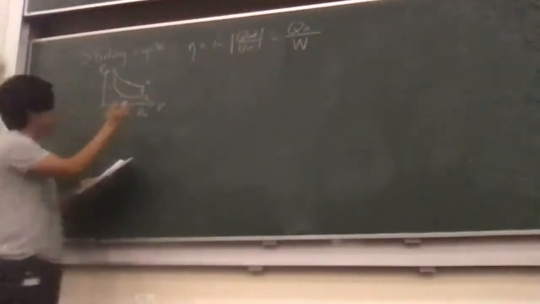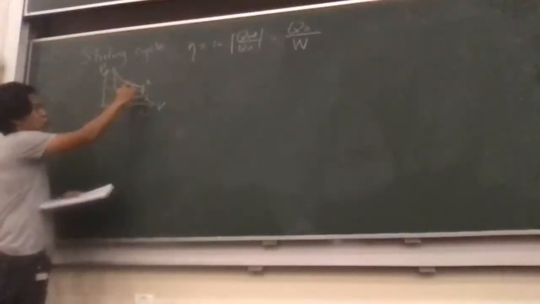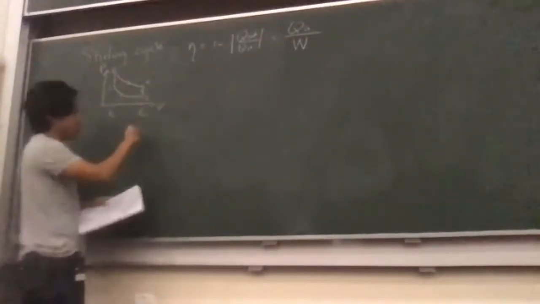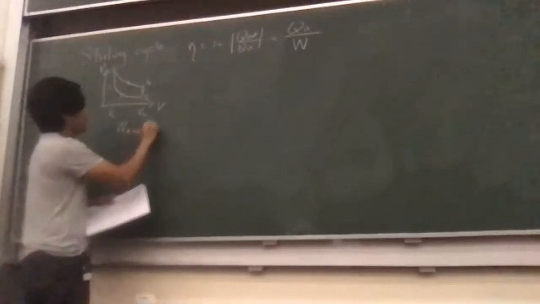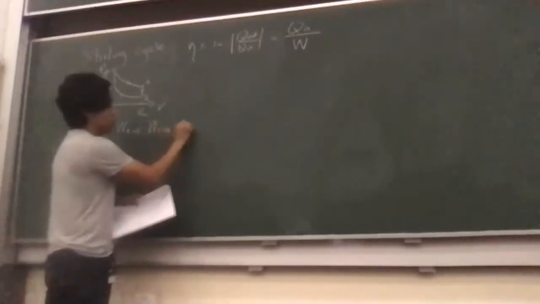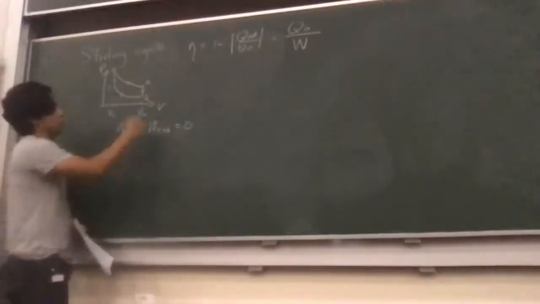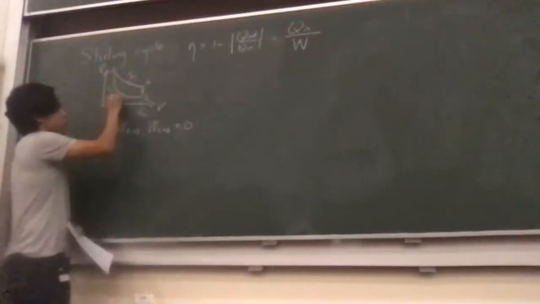So first, let's do the easy ones. The two easy ones are the two isovolumetric processes, because dV is equal to 0, so no work is done there. So work from A to B and work from C to D are both 0. And now what's left is to find the work done on the two isotherms. Let's call this one the hot one and this one the cold one.